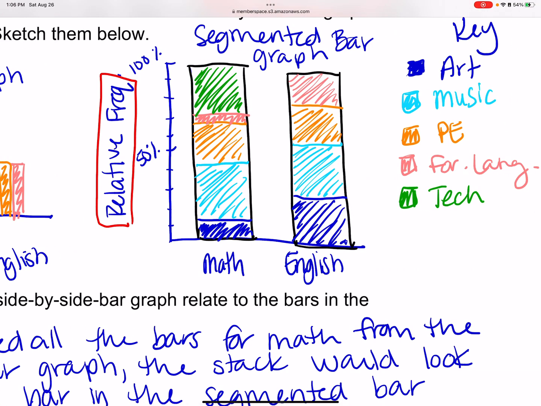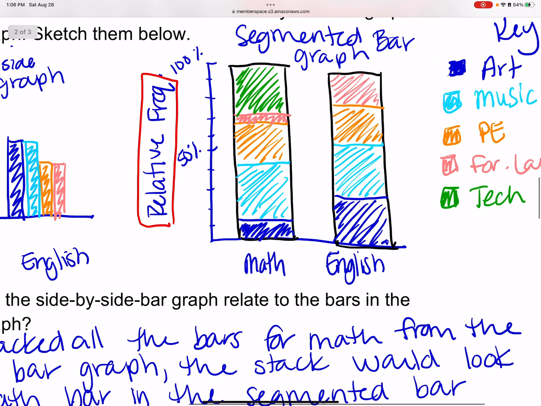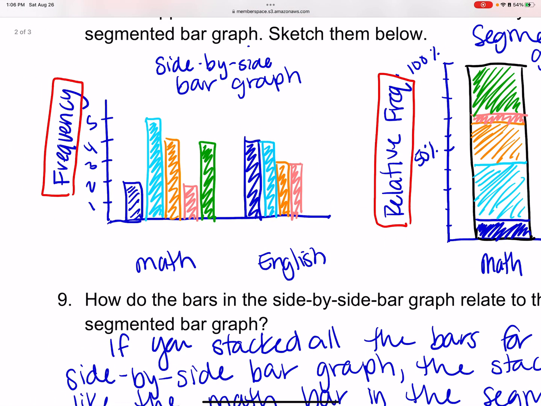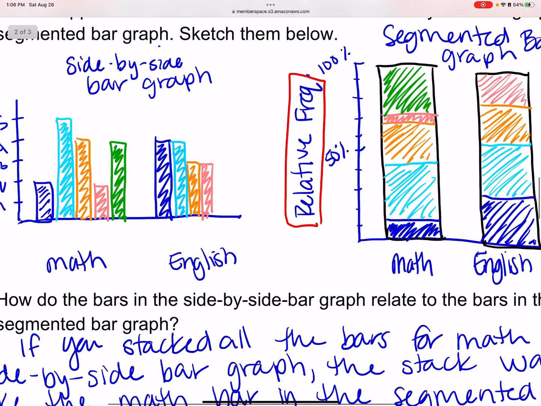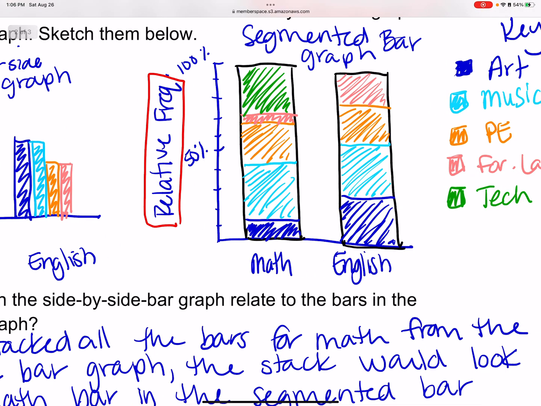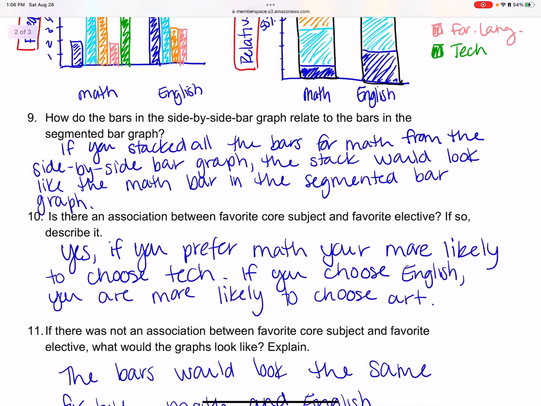So it shows a better representation because it's doing percentage and not the total number of people that are in there. So if you have more people that like math, your numbers are going to look a lot bigger just in the frequency graph, because I have a bigger sample. But in the percentage, it breaks it down, and it's equal. Both of them equal 100%, so it breaks it down where you can compare them much better.